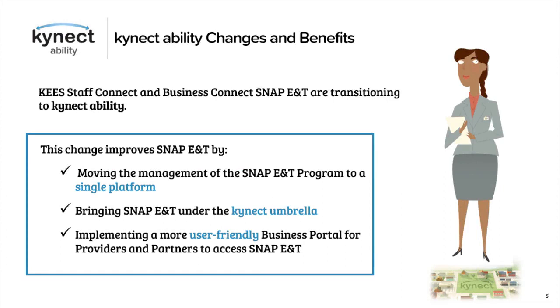Key Staff Connect and Business Connect SNAP ENT are transitioning to Connectability. This change improves SNAP ENT by allowing the management of the SNAP ENT program on a single platform, bringing SNAP ENT under the Connect umbrella, and implementing a more user-friendly business portal for providers and partners to access SNAP ENT.